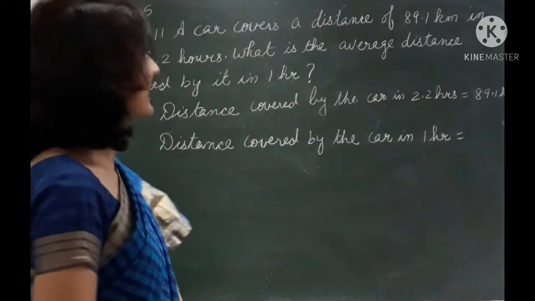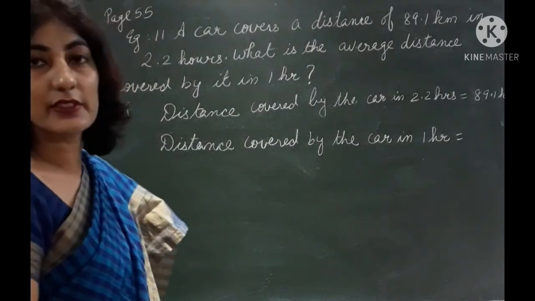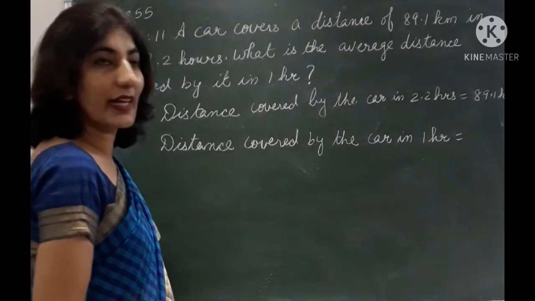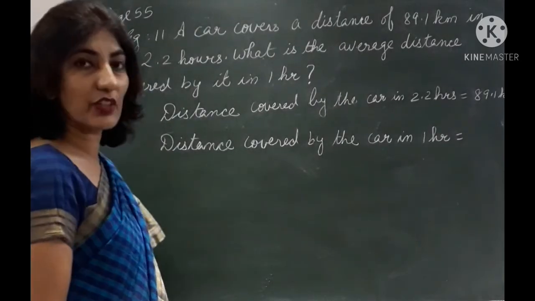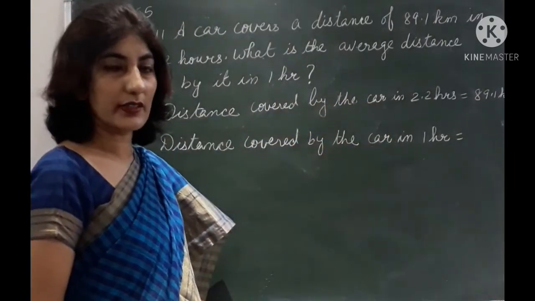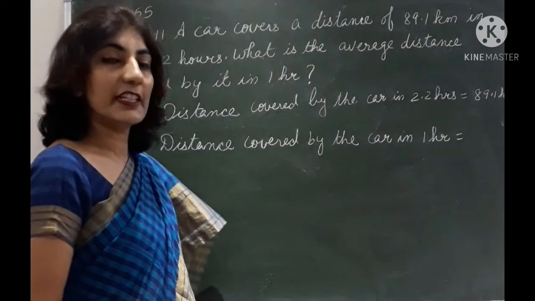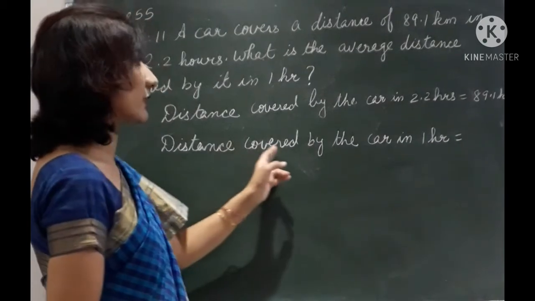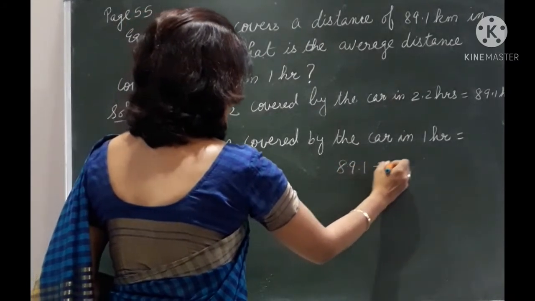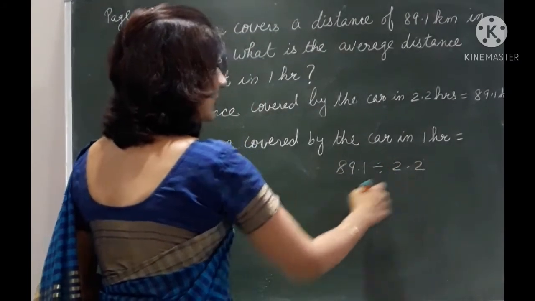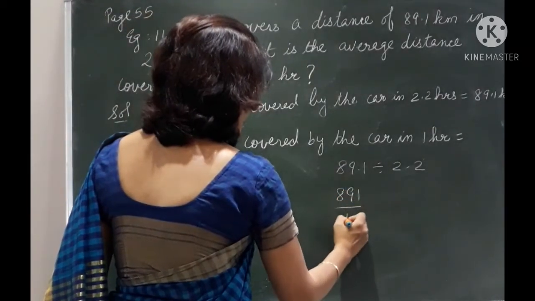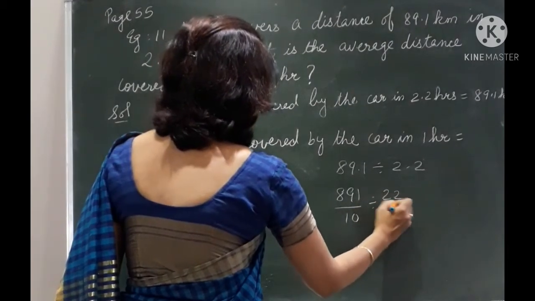Example 11 given on page number 55: a car covers a distance of 89.1 kilometer in 2.2 hours. What is the average distance covered by the car in 1 hour? So the first statement will be: distance covered by the car in 2.2 hours is 89.1 kilometer. Here we will use the unitary method. So distance covered by the car in 1 hour will be 89.1 divided by 2.2, a decimal number divided by another decimal number. So remove the decimal, it will be 891 upon 10 divided by 22 upon 10.